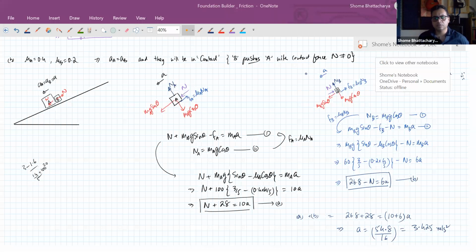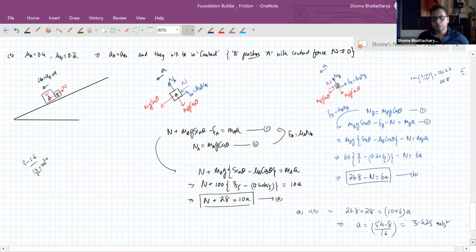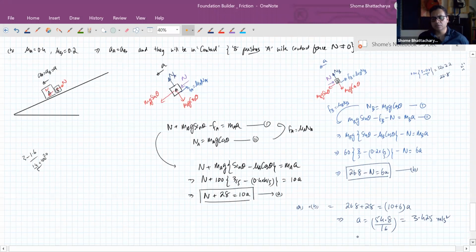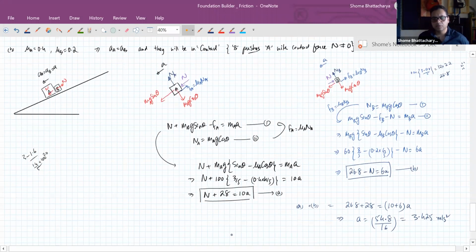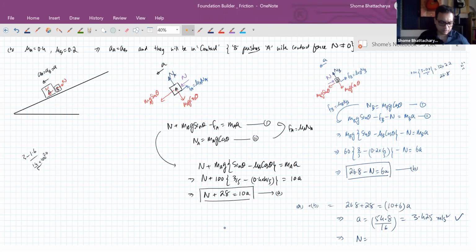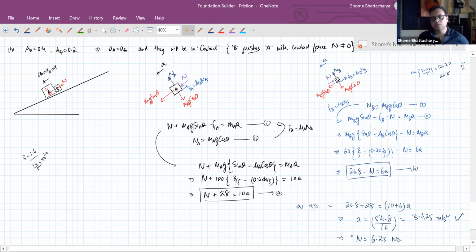Yeah, that's correct. Okay. And we can also substitute this here to find out the value of normal reaction. So this is the acceleration, and the normal reaction will be 34.25 minus 28. That's 6.25. Okay. So these are our final answers.